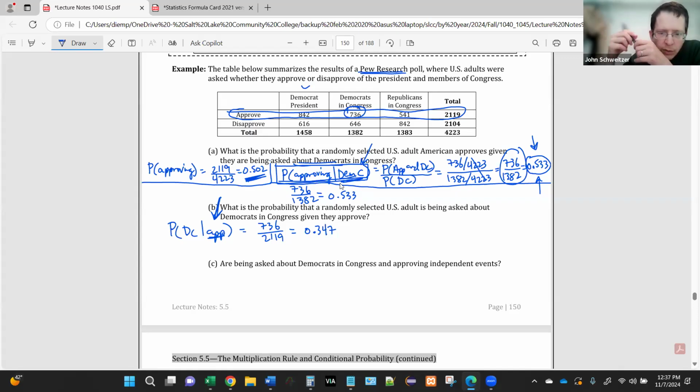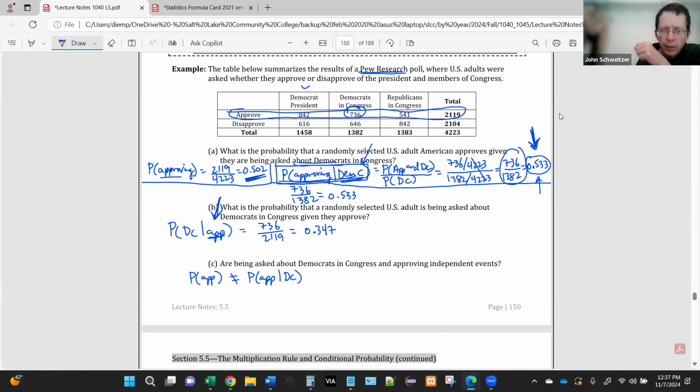Are being asked about Democrats in Congress and approving independent events? We kind of already answered that up here, right? We saw that if you have additional information about whether you're being asked about Democrats or not, it does change that probability of approving, right? So we would say the probability of approving is not equal to the probability of approving given that you're being asked about Democrats in Congress, right? We proved that up here.